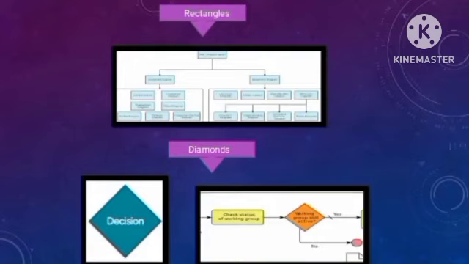Then also we have the diamonds. These are the control points or gateways that are represented as diamond shapes. So as you can see in the example or in the picture, we have here a diamond shape with the word decision inside it. So it is a control point or gateway to what is needed to be done or what is the next step to be taken.